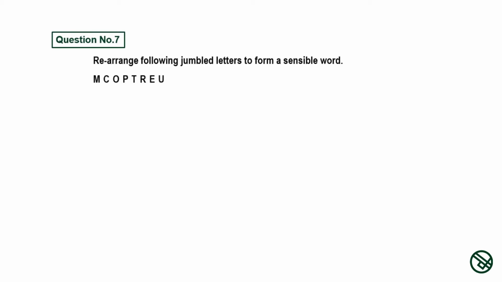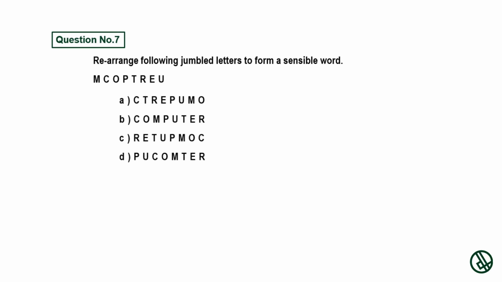Question number 7. Rearrange the following jumbled letters to form a sensible word. MCOPTREU. Option A, CTREPUMO. Option B, COMPUTER. Option C, RETUPMOC. Option D, PUCOMTER. Answer is option B, COMPUTER.